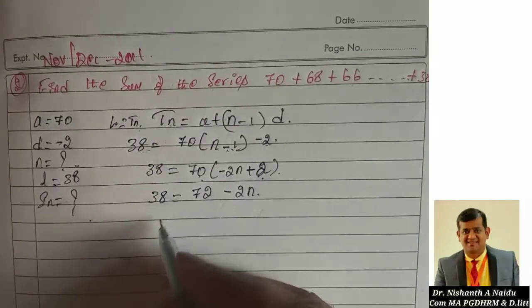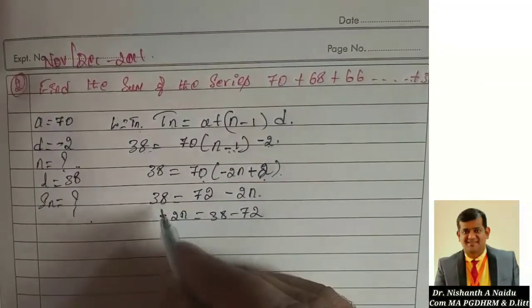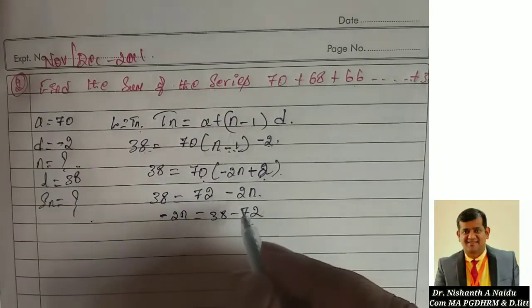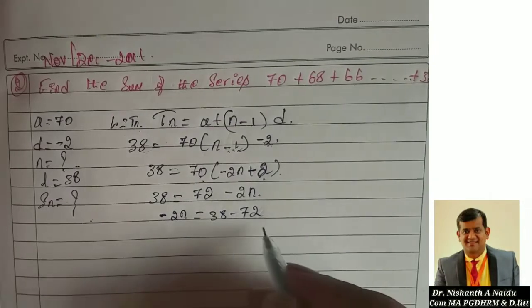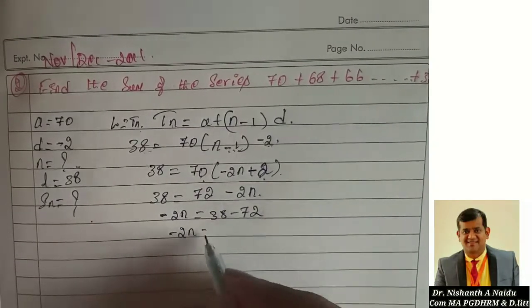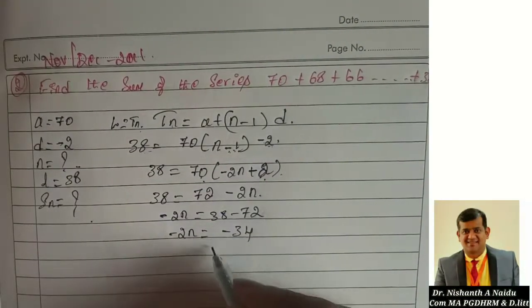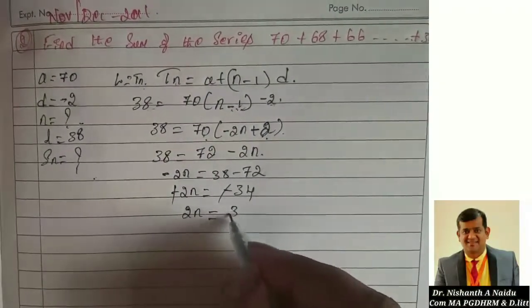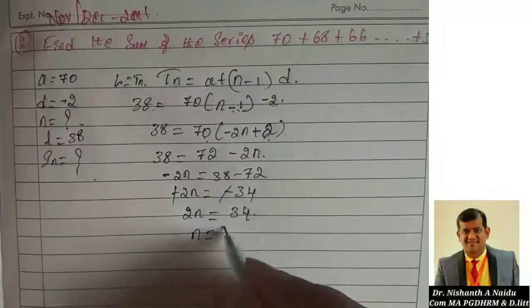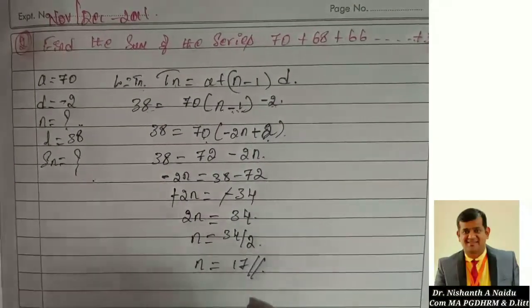Now minus 2n equals 38 minus 72. Shifting 2n to one side and 38 to the other, 38 minus 72 gives minus 34. Minus minus cancels, so we have 2n equals 34. Therefore n equals 34 divided by 2, so n equals 17. We got the value of n.